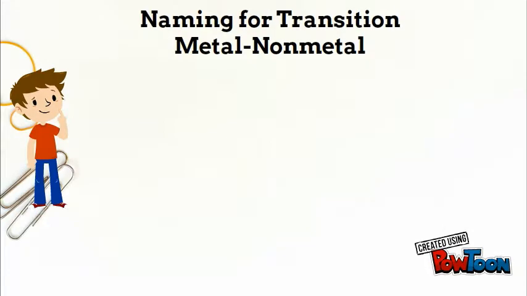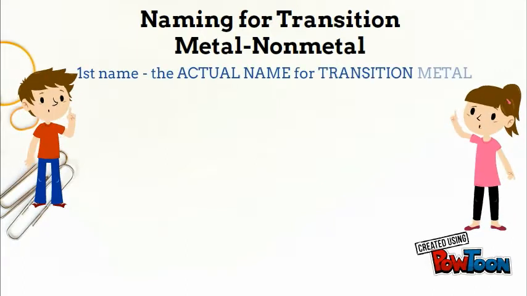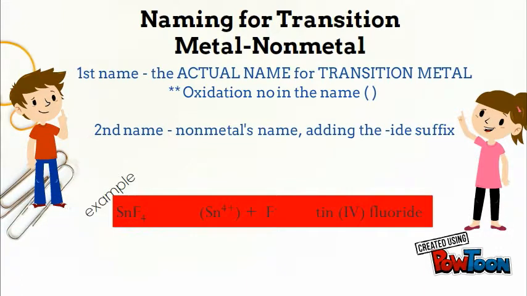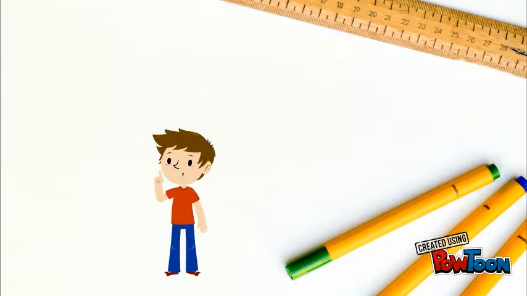Okay, what about the name for the combination of transition metal and nonmetal, Sally? For this one, the first name must be the actual name of the transition metal, and its oxidation number is put in brackets, followed by the name of the nonmetal with the -ide suffix. You can see the example below of tin combined with fluorine to produce tin(IV) fluoride. Alright, I can understand more.